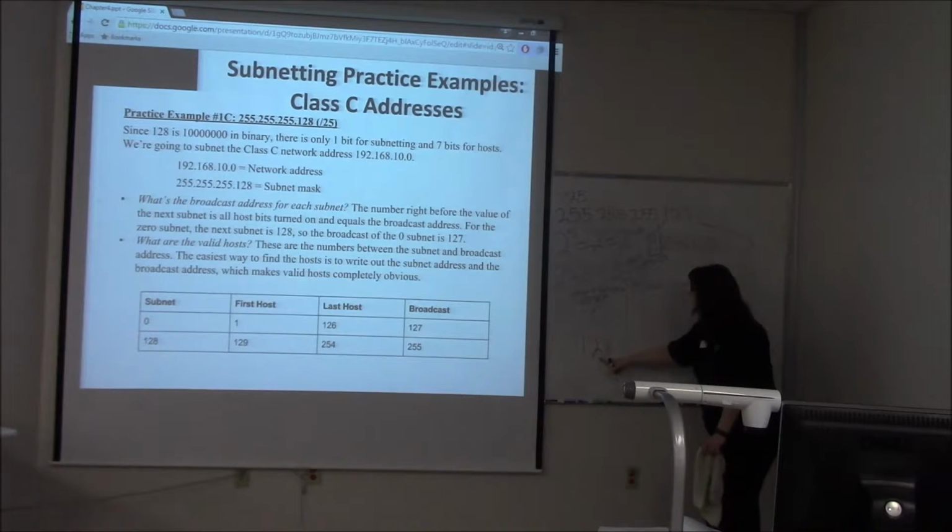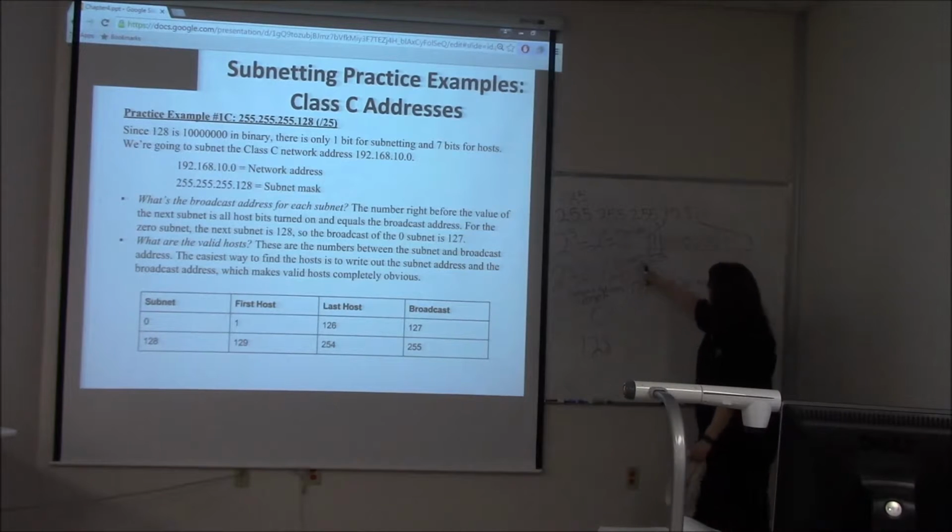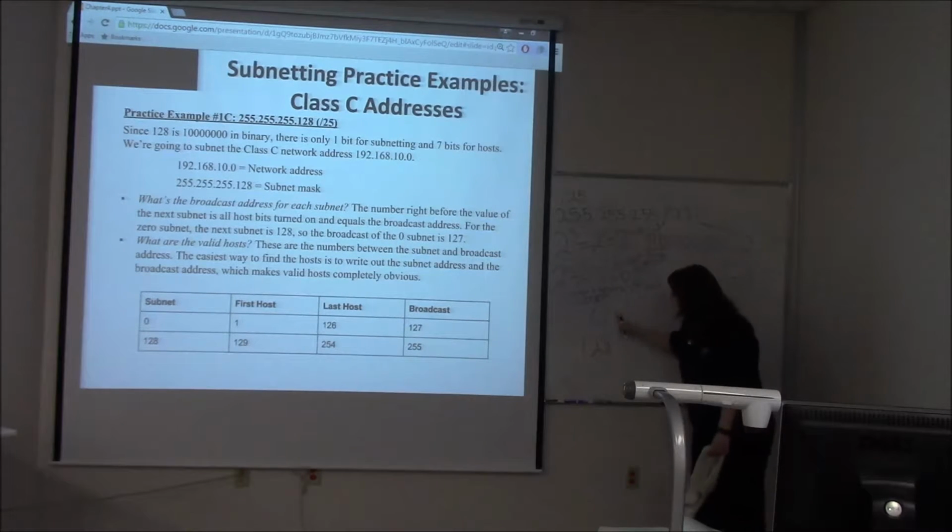What happens if I add 128 to that? I get 256. Is 256 a valid IP address? No, it's 1 too many, right? So look, I said I had 2 subnets, and I do. 1, 2.